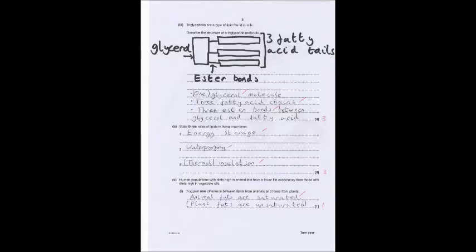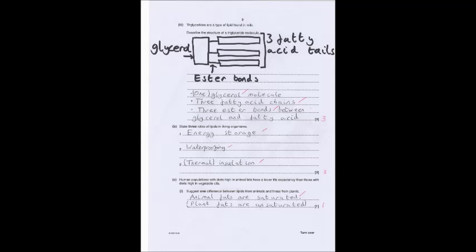Triglycerides are a type of lipid found in milk. Describe the structure of a triglyceride molecule. Now you can get all 3 marks by just drawing it, but I always suggest write it as well, just don't conflict yourself. 1 glycerol molecule, 3 fatty acid chains, 3 ester bonds between the glycerol and the fatty acid.